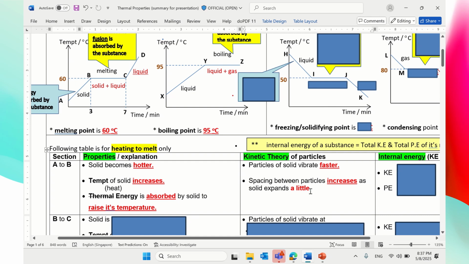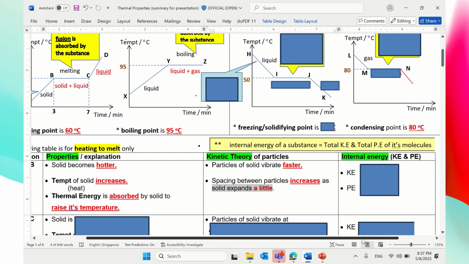Now, if you recall in your lower secondary science, when a solid expands, it only expands very little. It expands, nevertheless, it still expands. The reason why it expands little is because of the very strong intermolecular force between the molecules. So although they go further apart and the spacing has increased, it is only a little. That's why the expansion is little.